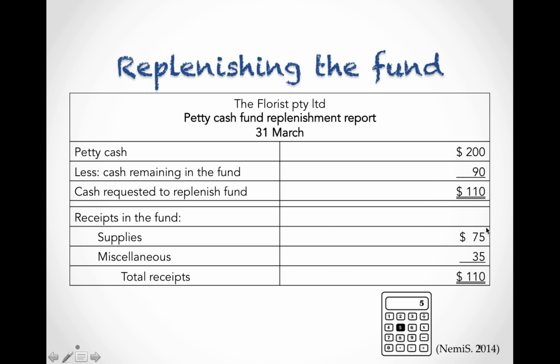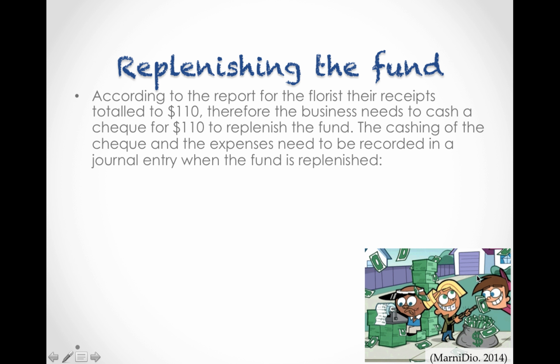Receipts must also be recorded. So supplies in this case was $75 and miscellaneous was $35. This totals to $110, and note that the amount needed to replenish the fund equals the amount of the total receipts, which is ideal. So in this case, the florist collected a total of $110 in receipts. Therefore, the business needs to cash a check for $110 to replenish the fund.